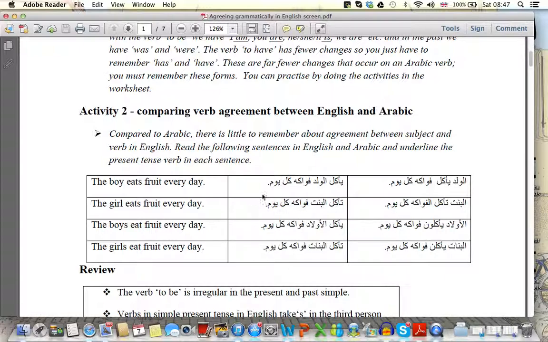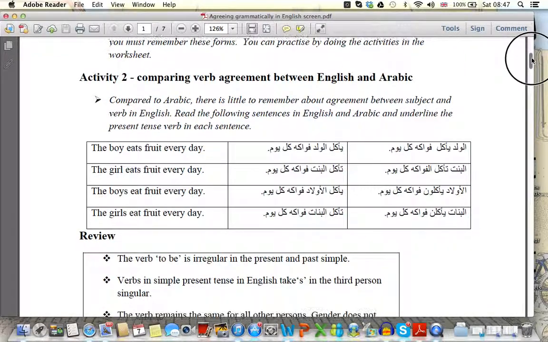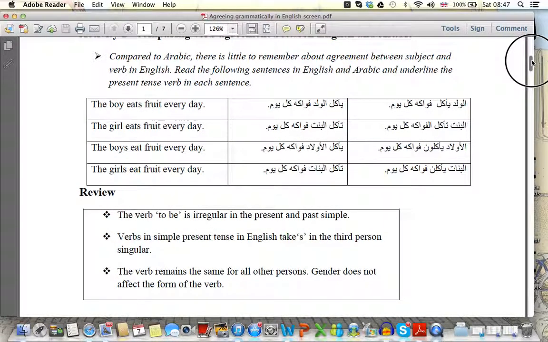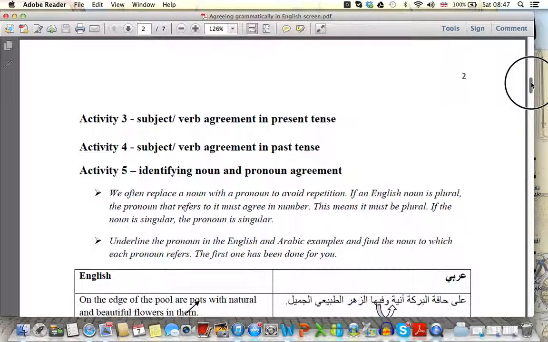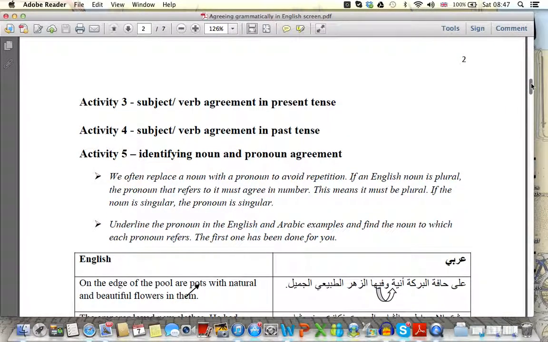there is no S. When you compare this to what we have to remember in Arabic, يأكل الولد, تأكل البنت, يأكل الأولاد, or الأولاد يأكلون, تأكل البنات, or البنات يأكلن. You can see that it's not so difficult in English. All you have to remember is this S on the end of the present simple third person verb. So now you can do the activities in number 3 and 4 on the worksheet, which will help you practice what I have just said.